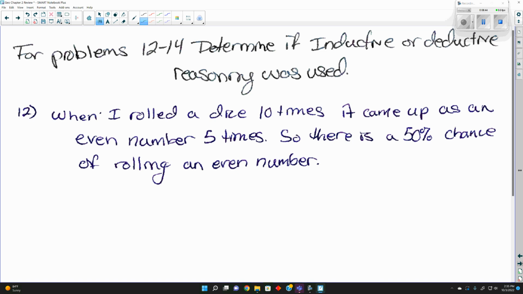12 through 14, determine if inductive or deductive reasoning. So if we look at this one here, when I roll a dice 10 times, it comes up as an even number 5 times. So there's a 50% chance of rolling an even number. Is this inductive or deductive? Inductive, we're talking about a pattern. Inductive is pattern, deductive is facts. So 12 would be inductive.